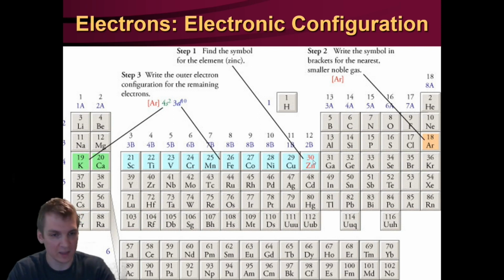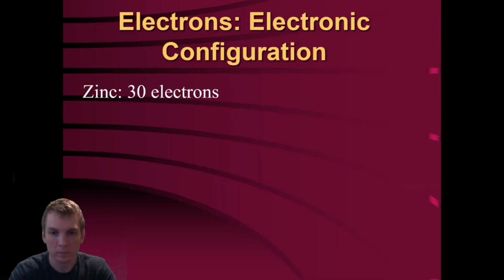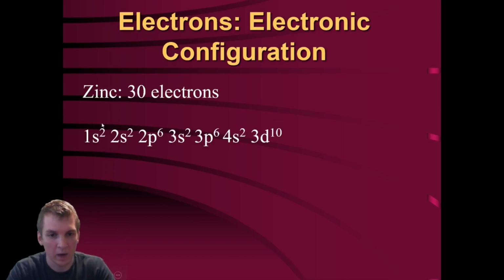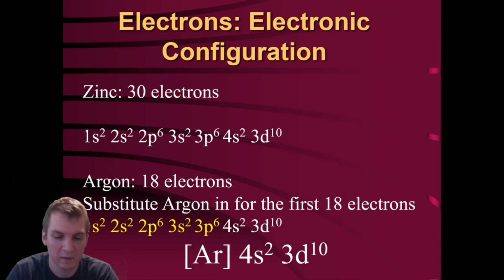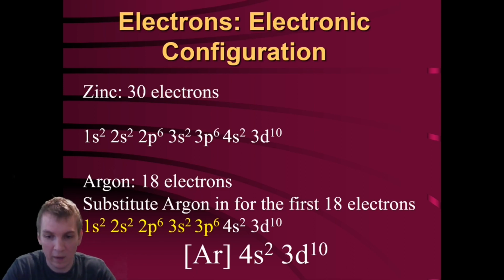Zinc has 30, I can substitute 18 of them just by writing the symbol, and then I have to fill out the rest. So, taking a look at this, I can substitute the first 18 with the symbol argon. So let's count 18. We have 2, 4, 10, 12, 18. That means I can take all of this and not even write it down, but substitute it for argon. So I can take all of that and substitute it for Ar, just like that.